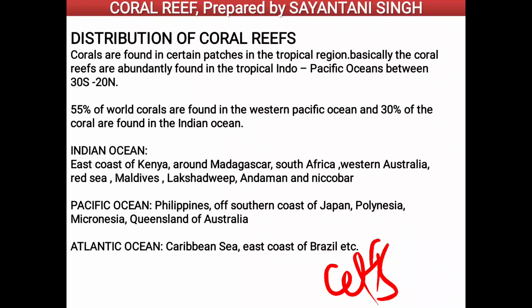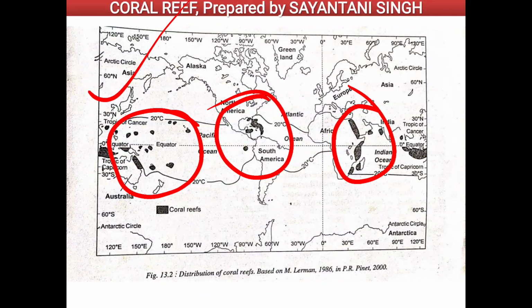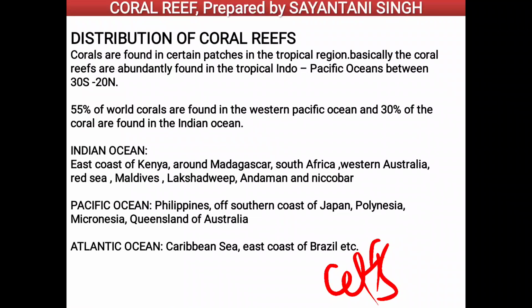If you see this picture, one thing you would notice is that all corals live in patch form to build their colonies. They are found on the western side of the continent. They are found on the western side in the tropical region, between 20 degrees north to 20 degrees south or extended to 30 degrees. Mainly they are found in the western part of the Indo-Pacific Oceans, and 50% of wild coral can be found in the West Pacific region, and 30% of coral are found in the Indian Ocean.